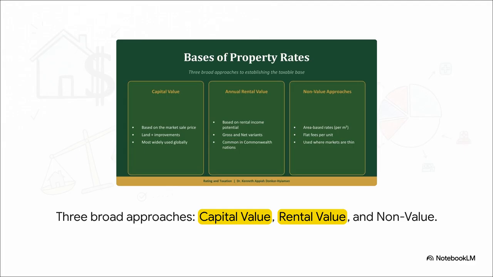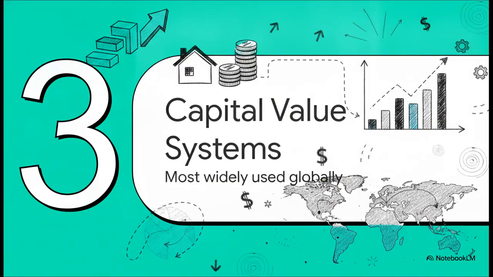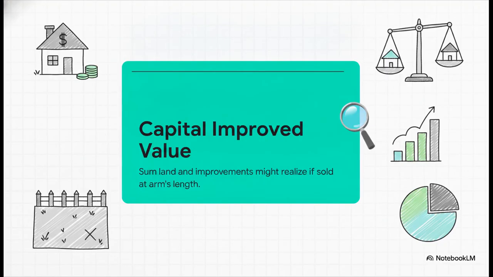And finally, there are non-value approaches, which might just use flat fees or charge by the square meter. These non-value methods are typically brought in where property markets are simply too thin or quiet to generate reliable sales or rental data. Next up, Section 3, Exploring Capital Value Systems. Let's dive into the most widely used system globally. The primary method here is called Capital Improved Value, or CIV.